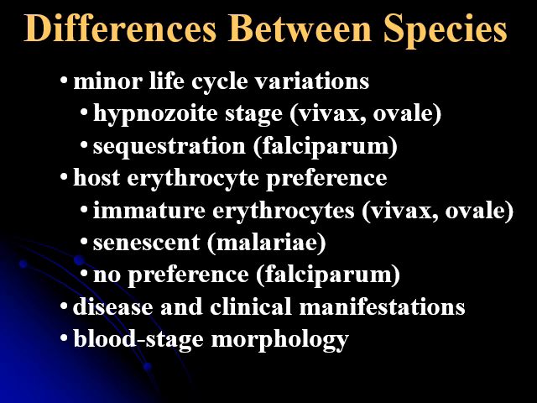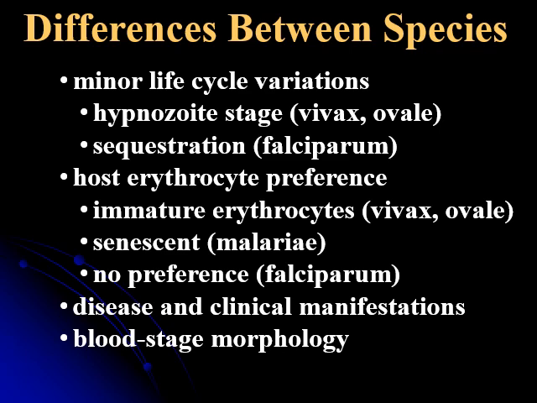Also, the type of erythrocytes preferred by the parasites is used to differentiate between species. Vivax and ovale prefer immature erythrocytes, while malariae will infect the old RBCs, or senescent cells, while falciparum prefers no type. In other words, it will infect all ages of RBCs, and this will increase the severity and fertility of Plasmodium falciparum. Also, we can use the disease and clinical manifestation to differentiate between species.